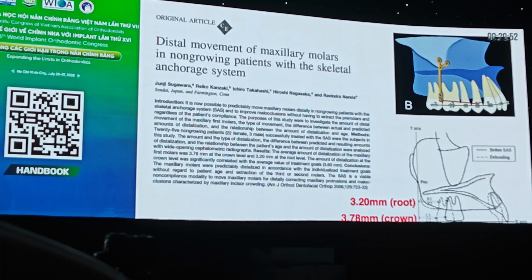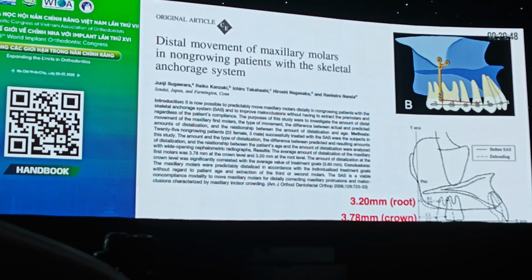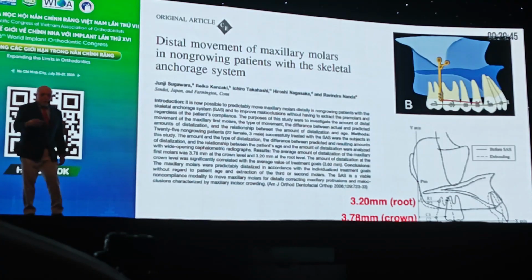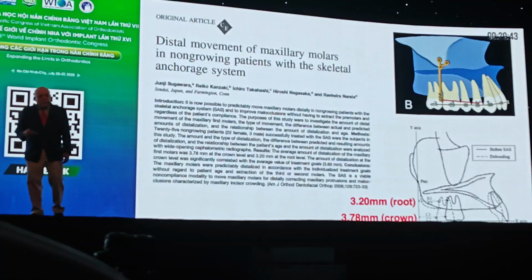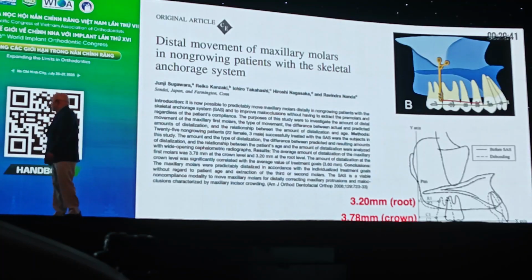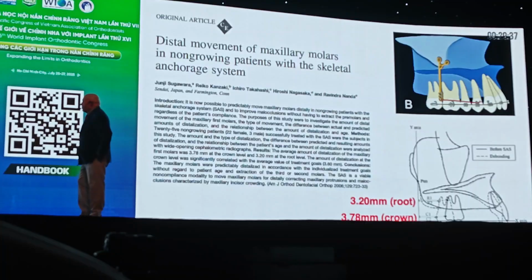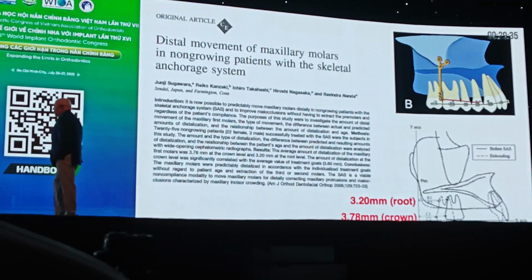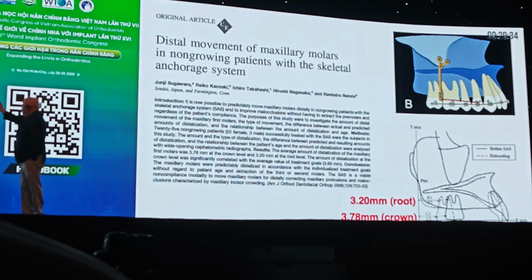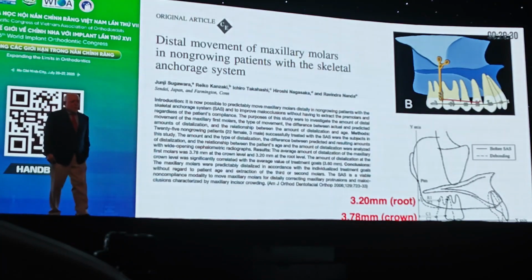Junji and I wrote a paper in 2006. It was the best paper that year in AJRDO, and I remember Junji coming and getting an award there. In this one, we basically talked about distal movement of the maxillary molars in non-growing patients with skeletal anchorage. So you can see how we are intruding the whole arches.